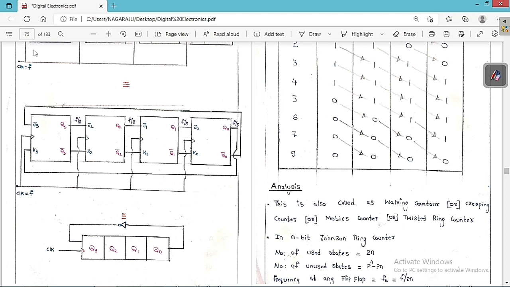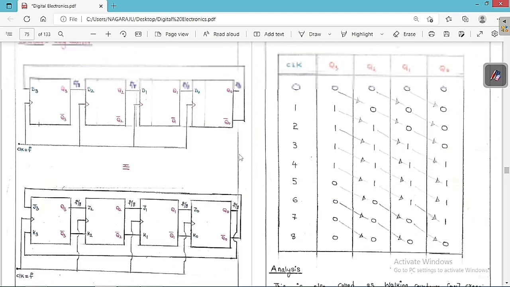See, we don't have to open the feedback and we don't have to give the 1, because by default we are going to get the 1 as the input because of the NOT bar. So this is the point that you always have to keep in your mind.